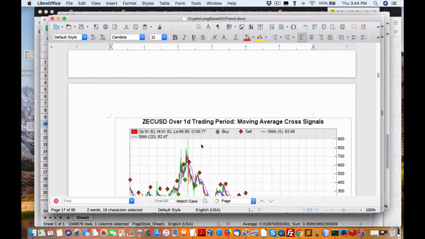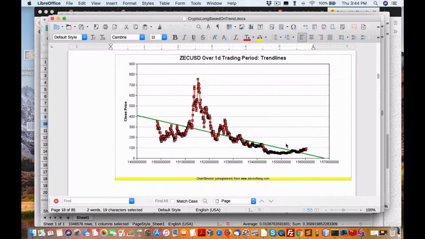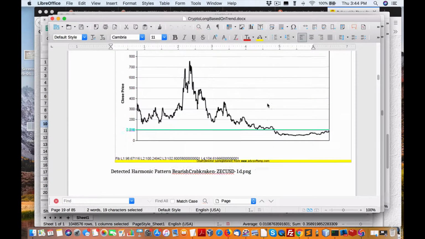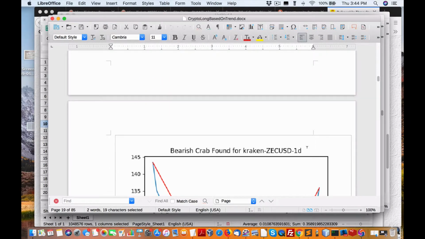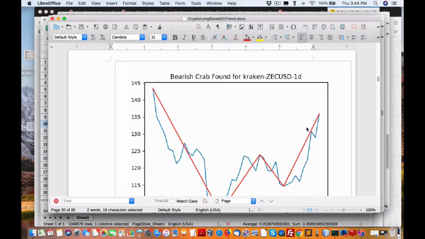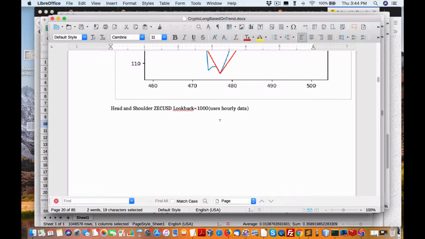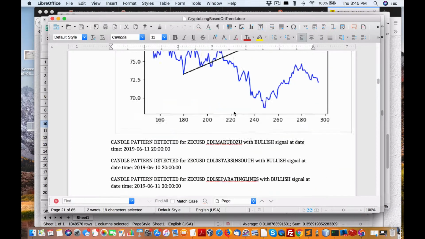We'll look at Zcash here. Again, look at all these false positives. It's really hard to determine those. Downtrend, above trend here. Again, very tight Fibonacci level. So this is not going to go places, but it's a bearish crab, so this may turn. And again, this is a useless chart here.